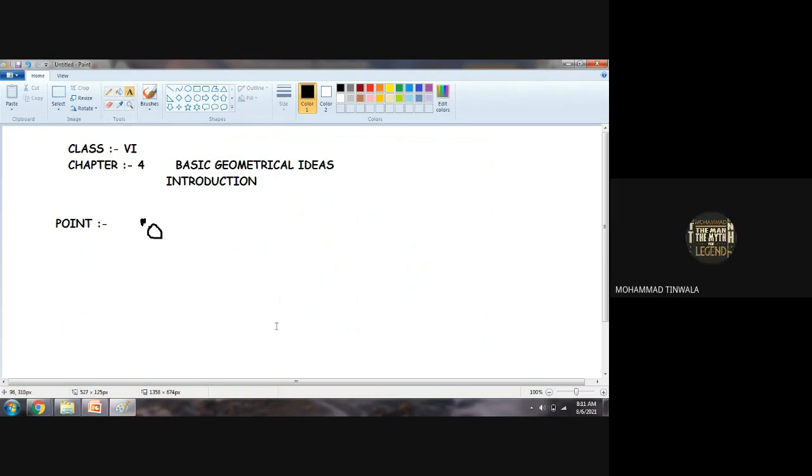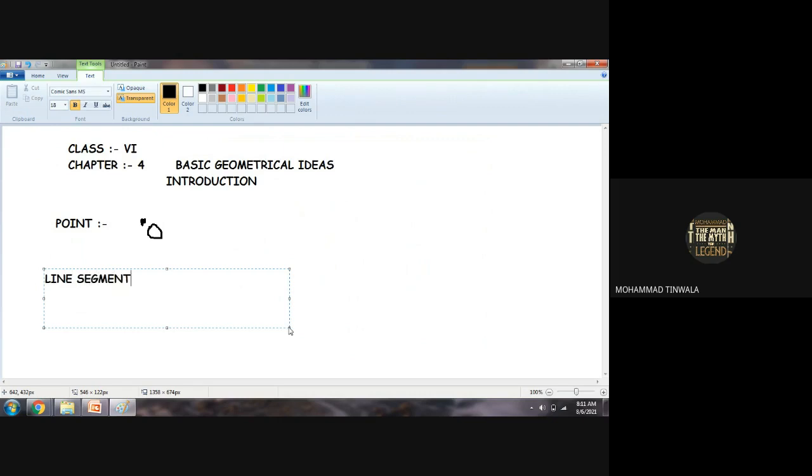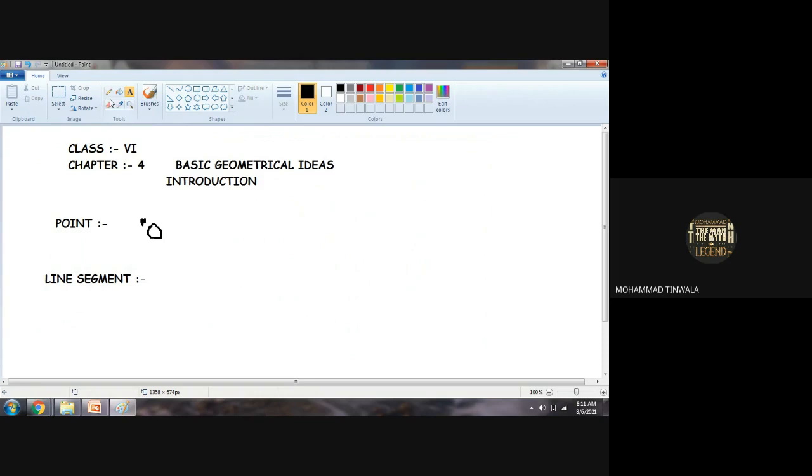Yes, sir. Okay. Then the second one is line segment. What is the second topic? Line segment. Line segment means what? Line segment means a line, sir, and segment means it has two end points. What do you mean by end points? End point means it has a confirmed measurement. For example, if this is of 2 centimeter, okay? This is of 2 centimeter. Yes, sir. This is confirmed that this line segment is of 2 centimeter. It will be neither 1.9 nor 2.1. Are you getting? Because it has two endpoints.